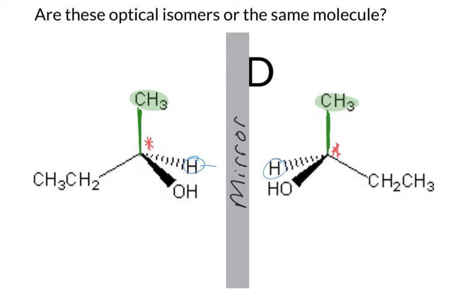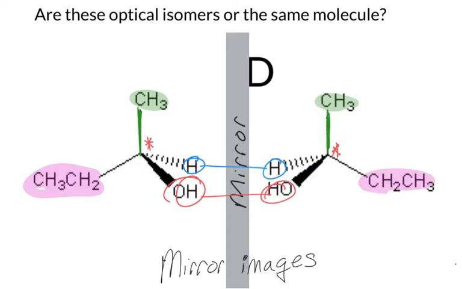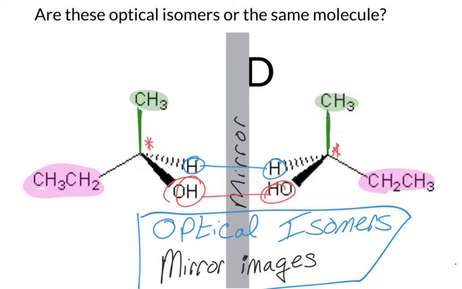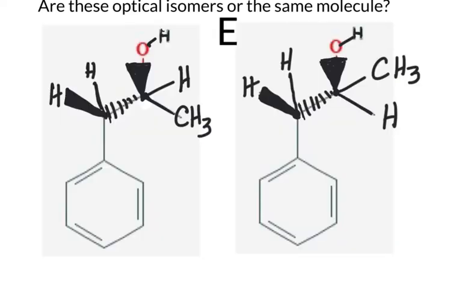The OH, similarly, is close to each other. They're coming forward, but they're close to each other. And then we see the ethyl group, the CH2, CH3, are sticking away from each other. So this does appear to be a mirror image, and so we would say that these are optical isomers. All right, let's look at letter E. Now this one's a little bit different.